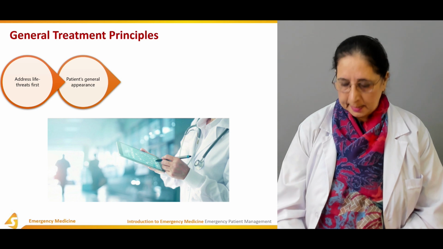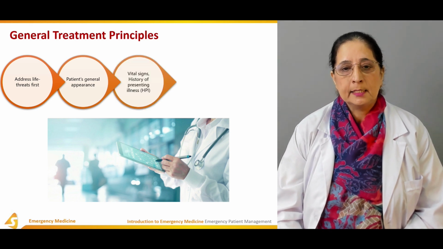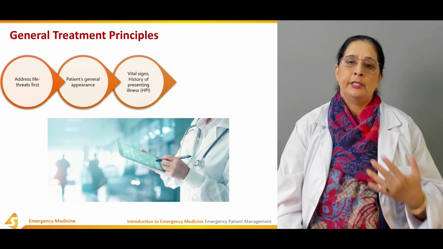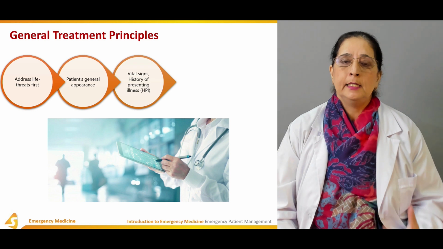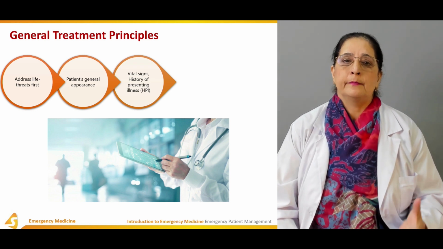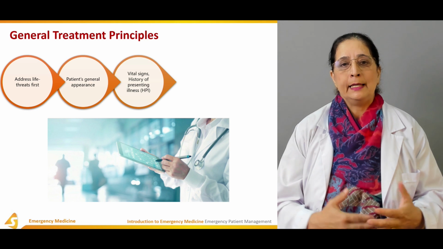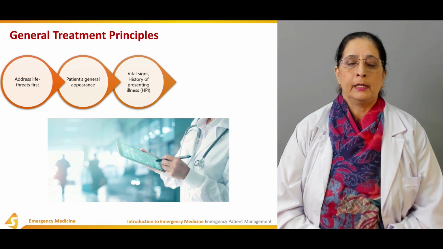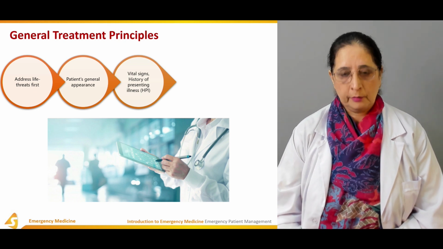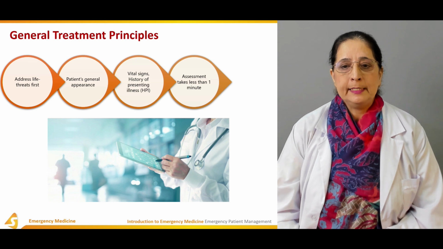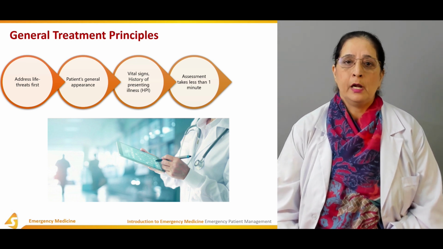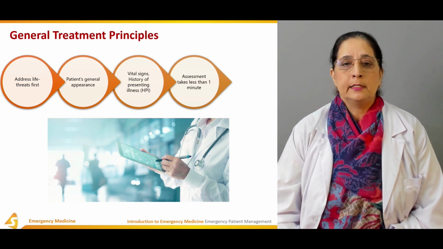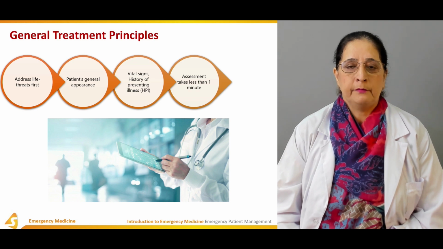Patient's general appearance, vital signs, history of present illness, the presenting illness. History of present illness is the history with which the patient comes, or the symptoms that led to the visit to the emergency room. We should go for the history of present illness. Assessment takes less than 1 minute. We don't have much time to waste in the emergency room, in emergency situations. So a quick review is very important.